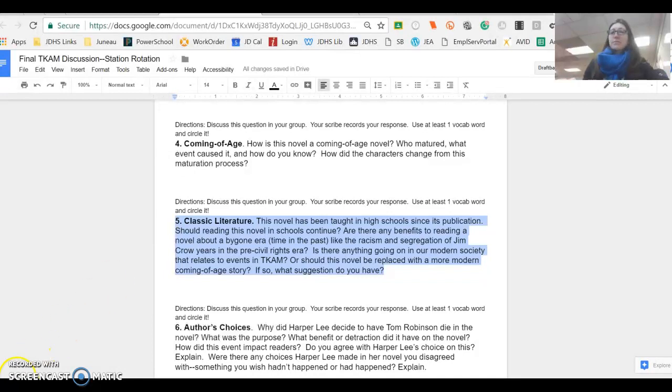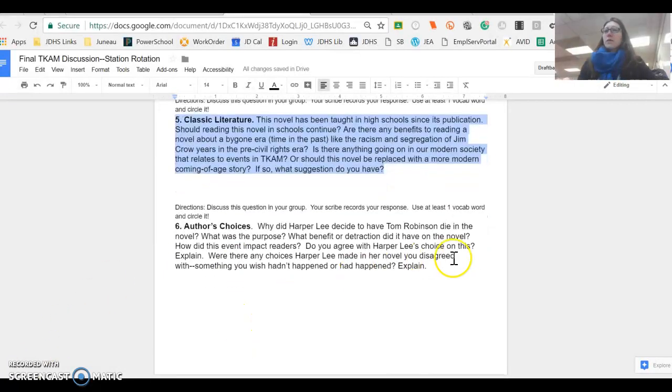That's number 5. And then finally is your last question with your group, and that is number 6 here, author's choice. Why do you suppose Harper Lee decided to have Tom Robinson die in the novel? What was the purpose of his death? What benefit or possible detraction did it have on the novel? Detraction would be negative impact.